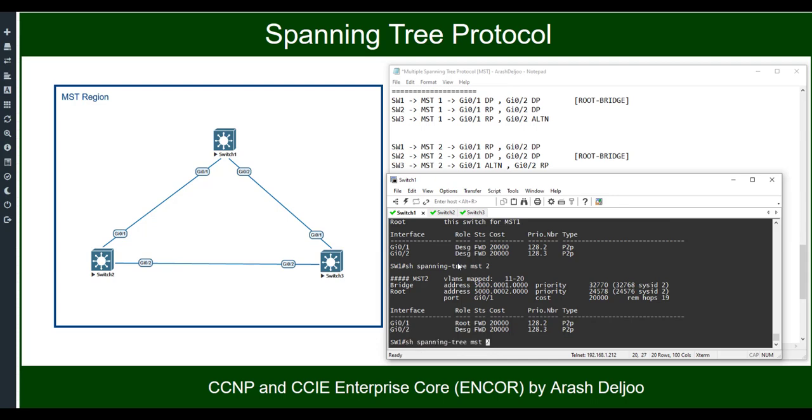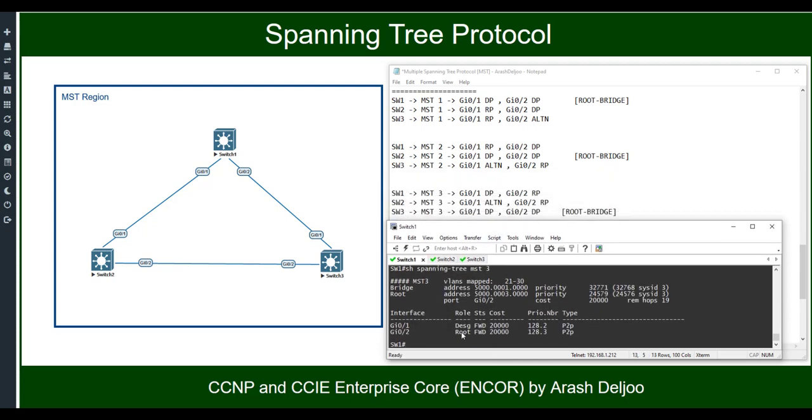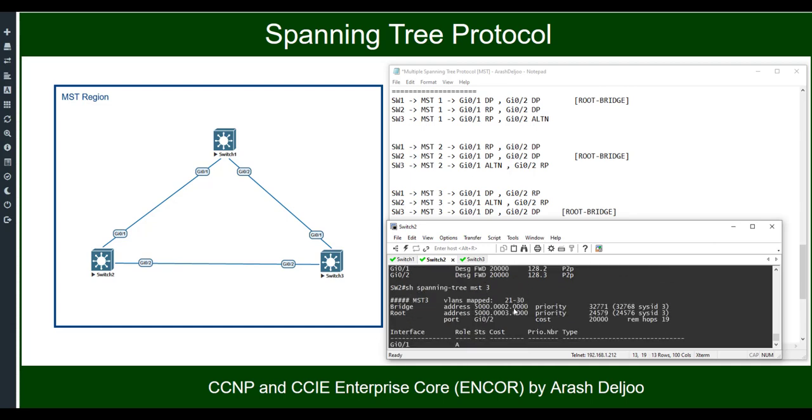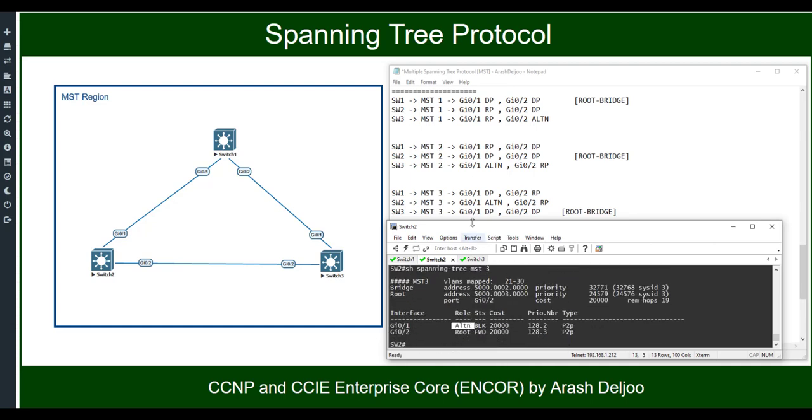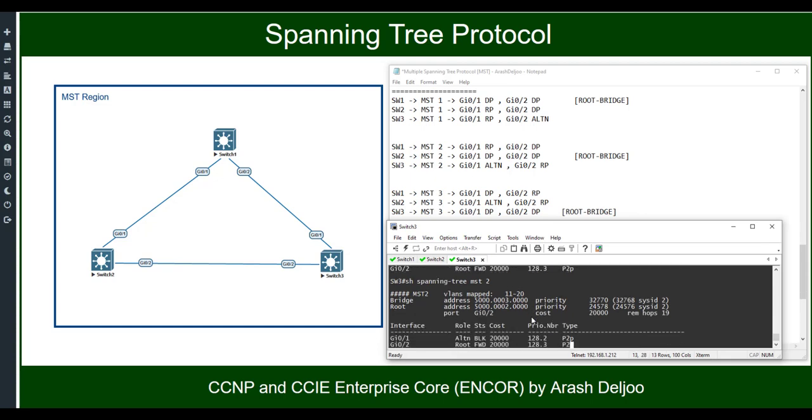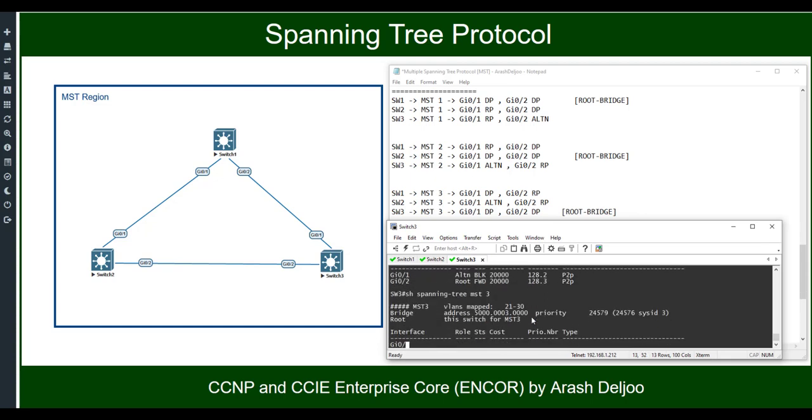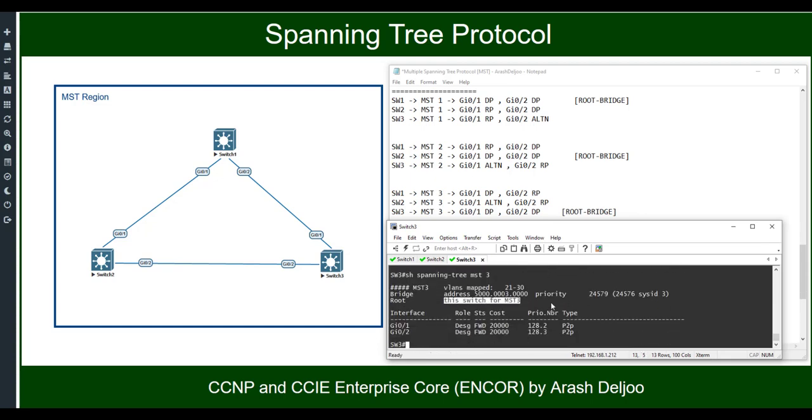Finally, MST instance 3, show spanning-tree MST instance 3. In switch 1 it shows us gigabit 01 is the designated port, gigabit 02 is the root port. And after that, here on switch 2, show spanning-tree MST3 can show us that port 1 is the alternate and port 2 is the root port. And finally, in switch 3, show spanning-tree MST3 can show us that here we have the root bridge and gigabit 01 and gigabit 02 are designated ports.